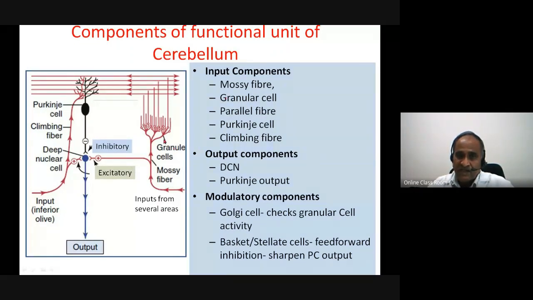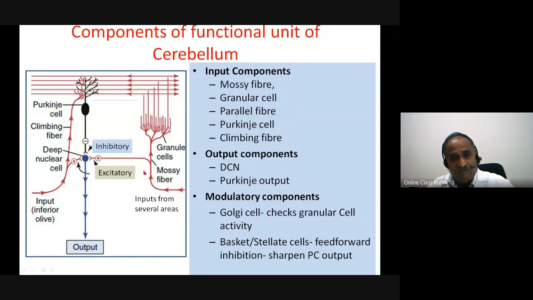And then the granular cell, because this provides input to the granular cell. And then it will make the parallel fibers. These are the parallel fibers. Because of these parallel fibers, they interact with the Purkinje cell dendrites. The Purkinje cells become part of the input component, especially the dendrites or dendritic tree. Then another input is a climbing fiber on the Purkinje cell.